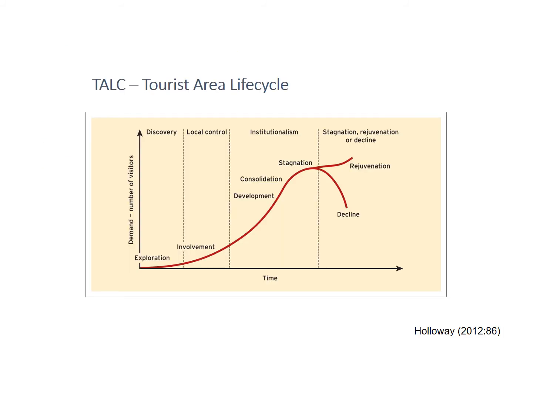The TALC model here, the tourist area life cycle, is a bit similar to the product life cycle for products in the manufacturing or retail sector. So here you have the demand for a specific tourist destination, and you have the discovery stage, which is exploration, the local control in terms of involvement, institutionalism in terms of development, consolidation and stagnation, and then in the final stage, you've got stagnation, rejuvenation or decline, where you rejuvenate the area, you remarket it, you rebuild it, invest into that area to rejuvenate it, or it goes down into decline.